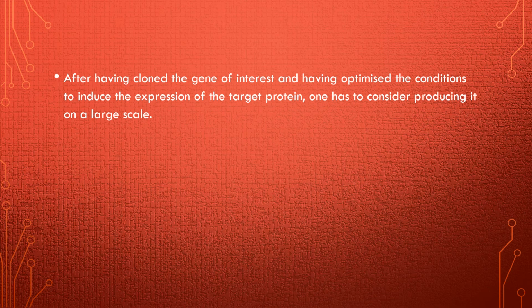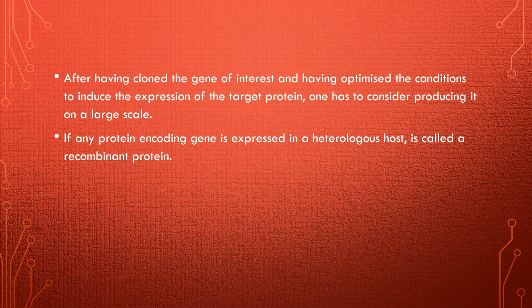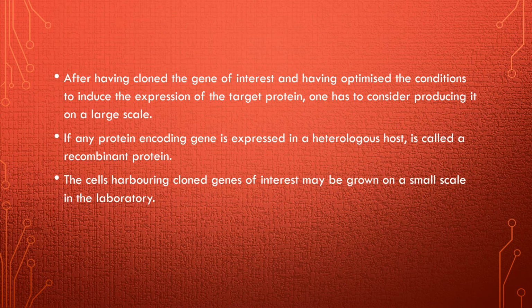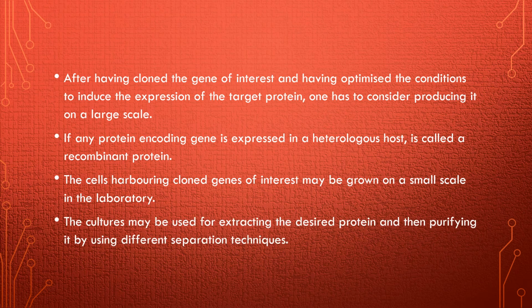After having cloned the gene of interest and having optimized the conditions to induce the expression of the target protein, one has to consider producing it on a large scale. If any protein encoding gene is expressed in a heterologous host, it is called a recombinant protein. The cells harboring cloned genes of interest may be grown on a small scale in the laboratory. The cultures may be used for extracting the desired protein and then purifying it by using different separation techniques.